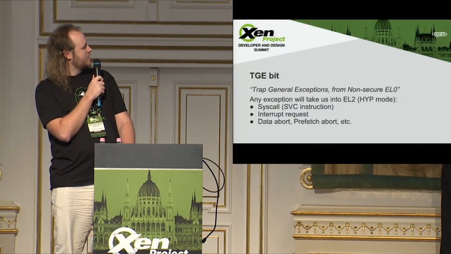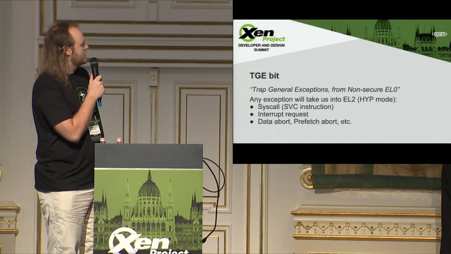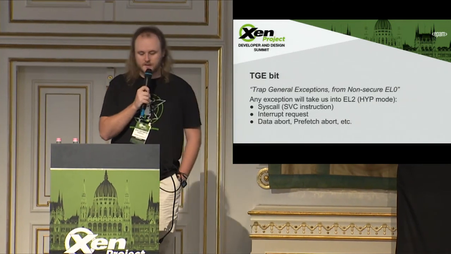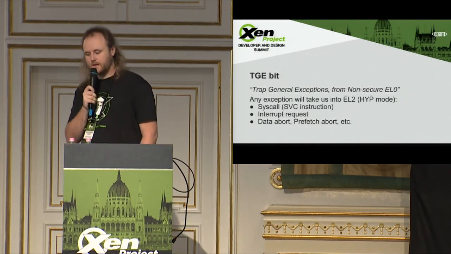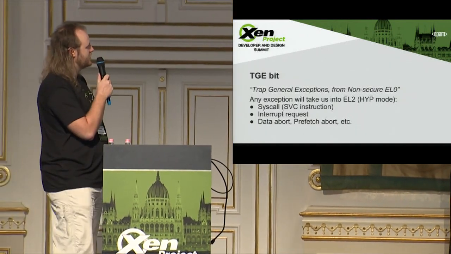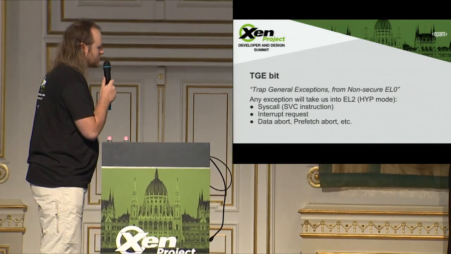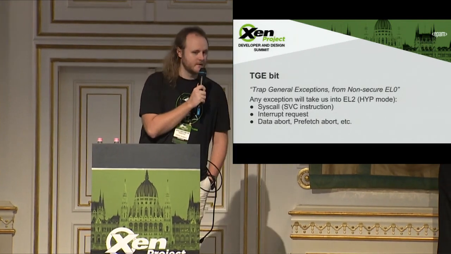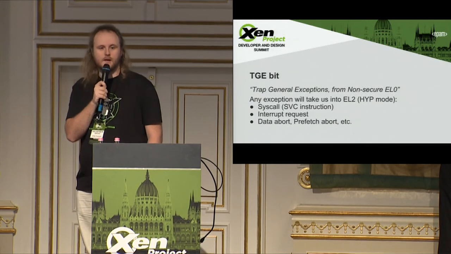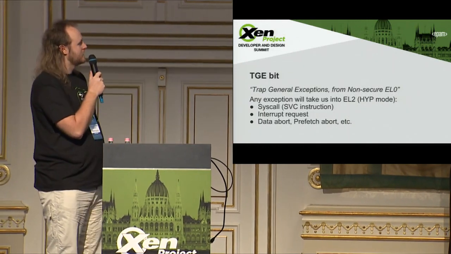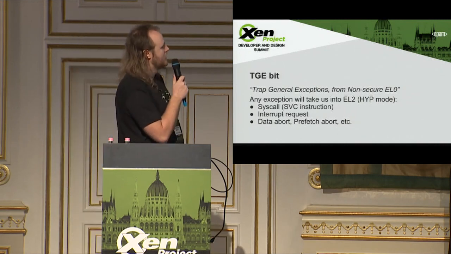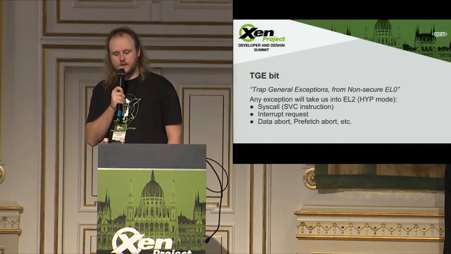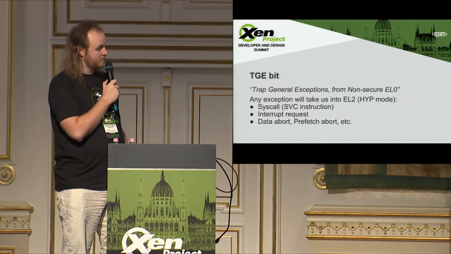Yeah. So guys, let's get to implementation. On the ARM platform, the interesting bit is in the hypervisor control register. This TGE bit makes the processor handle all exceptions at hypervisor level. So it looks like there is no kernel, and anything like syscalls, interrupts, aborts, and so on are handled right in the hypervisor. And in this case, the hypervisor acts as a kernel for the application.